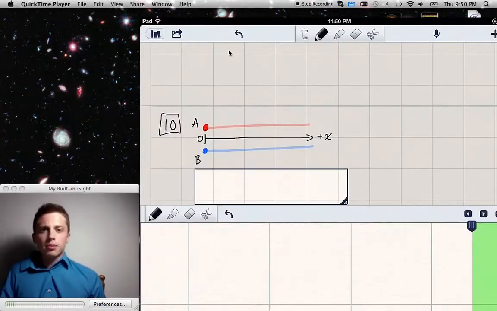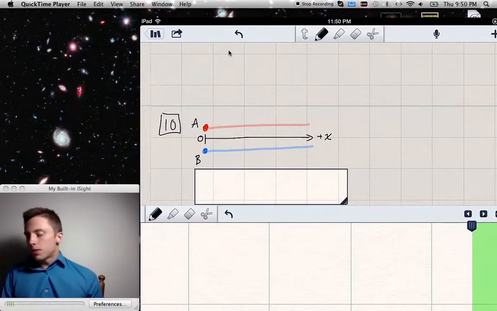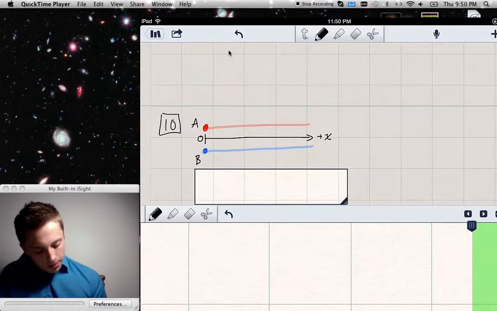Just like in the rocket problem, we put x equal to 0 where it started. That's not always the most convenient thing to do, but in these two problems that we're working on today, I think it's a pretty convenient choice.